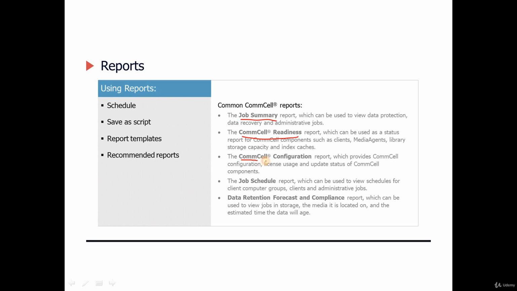You want to take a console configuration report so that you can generate a console configuration report where you can include the licenses, how many licenses you have used, what is the update status, whether your software cache is updated or not. So you can generate these kinds of reports which are very useful to understand your environment. You have a job schedule report where you can generate a report on various client groups and clients as well.